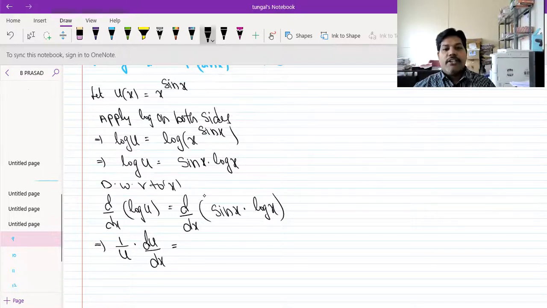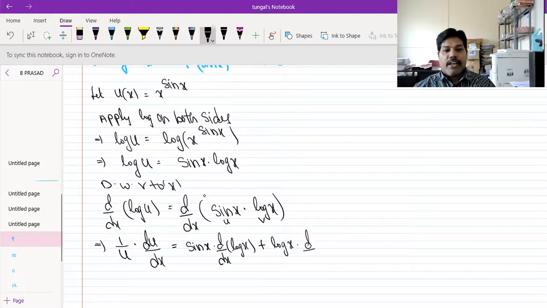So here it is the uv formula, students. Already you know what the derivative of uv is. What is the derivative of uv? That is nothing but sin x into derivative of log x, plus log x into derivative of sin x.